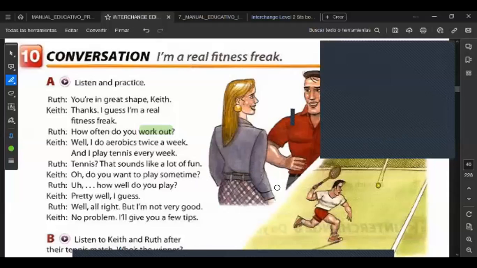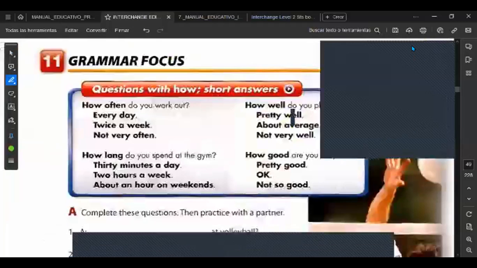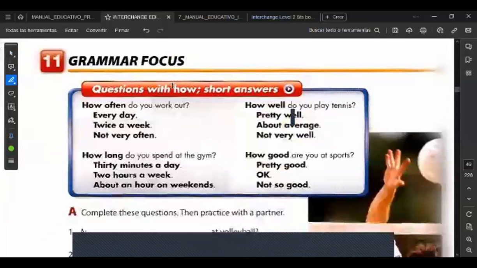Okay, so we're going to work out. So you have this one about the grammar focus. Questions with how and short answers. How often do you work out? ¿Qué dijimos que era work out?